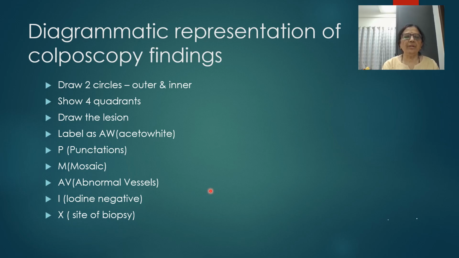IFCPC 2011 also suggests that we should be documenting the colposcopic findings by drawing a diagram, and I wanted to show you how they have recommended, and I have already written the instructions here, and I will try to draw the diagram as recommended by them. So first it says that you draw the two circles.